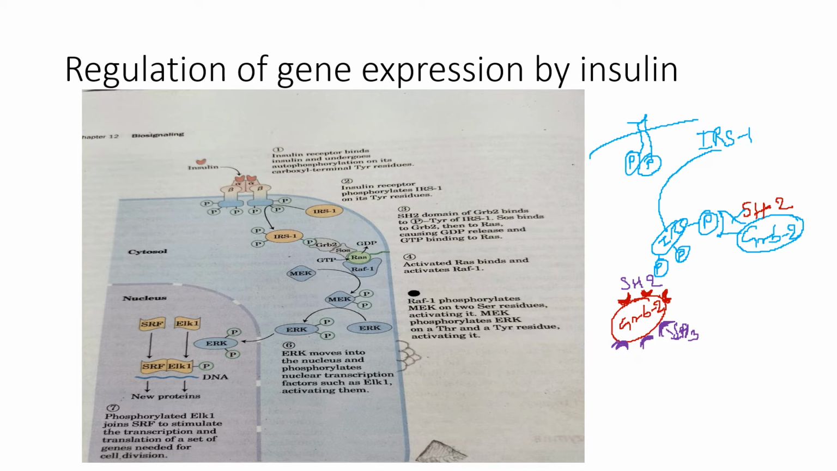What happened? It has another binding site also. That binding site is called the SH3 domain. SH2 means Src homology 2, and Src homology 3 is the SH3 domain. Now this SH3 domain binds with another protein.